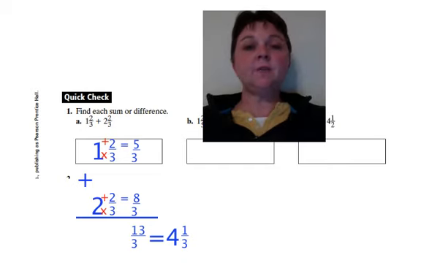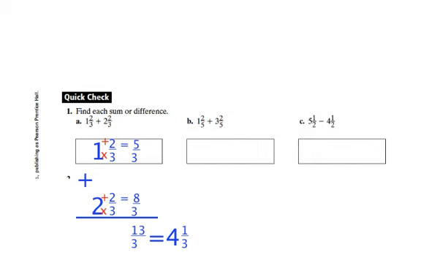If you need more time to copy down the notes, pause the video, finish up your notes, and then start it again. For 1b, we have 1 2/5 plus 3 2/5. Change your mixed numbers to improper fractions. So we're going to take 5 times 1 plus 2, which would give us 7/5. And we're going to take 5 times 3 plus 2, which would give us 17/5.